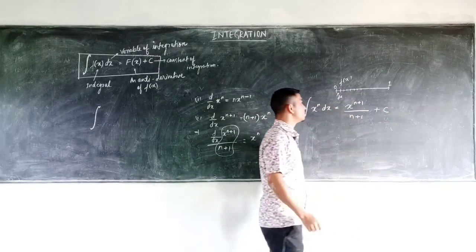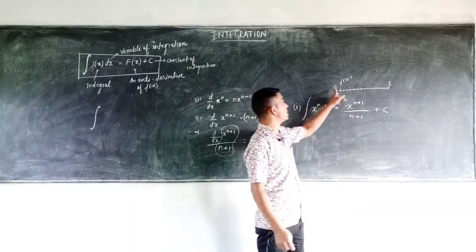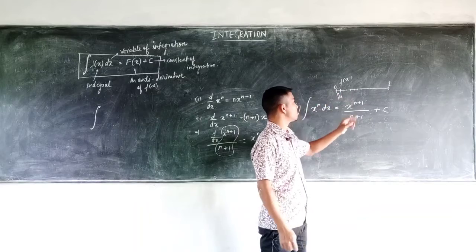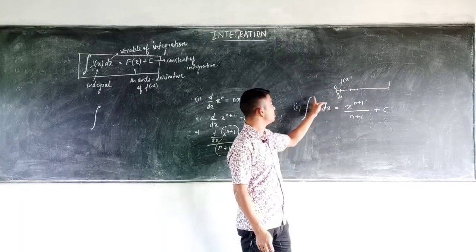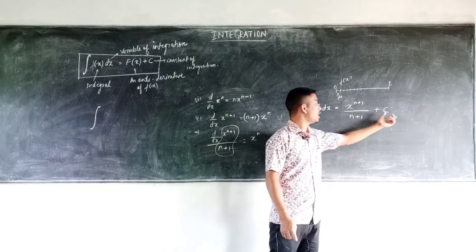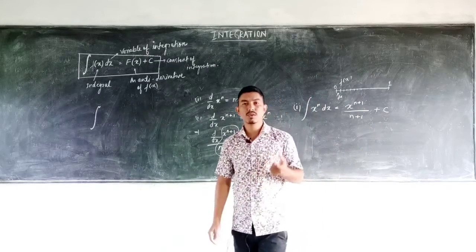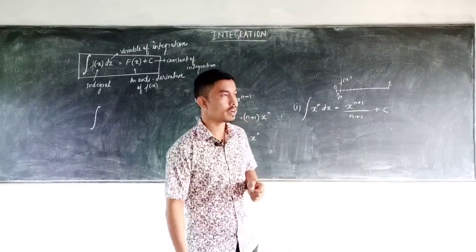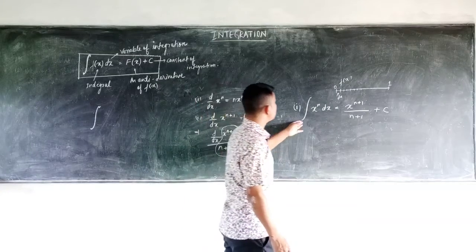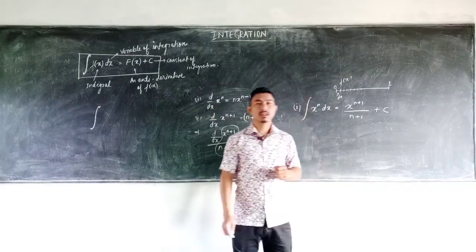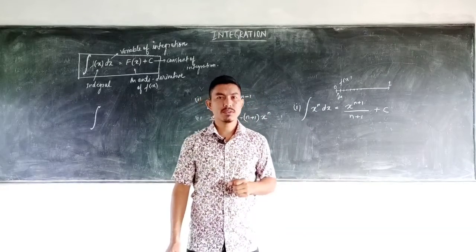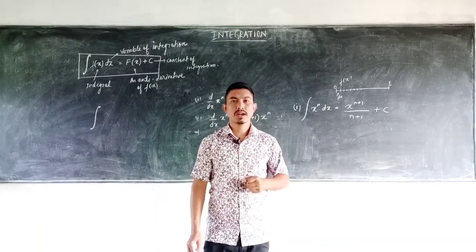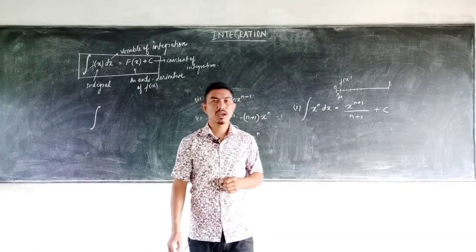This c comes here because we do not know the limits. In the previous example I said the limit ranges from 0 to 1, but here the limit is not known. So for that I introduce a new constant known as the constant of integration. This kind of integration, where the upper limit and the lower limit are not given, is known as an indefinite integral. In the next part we will be learning about the definite integral as well.